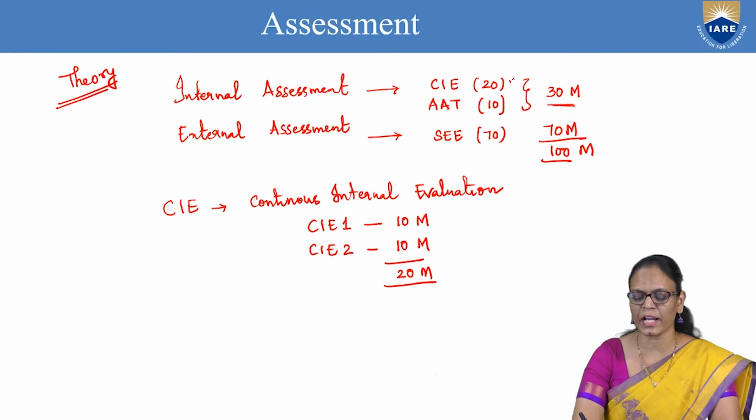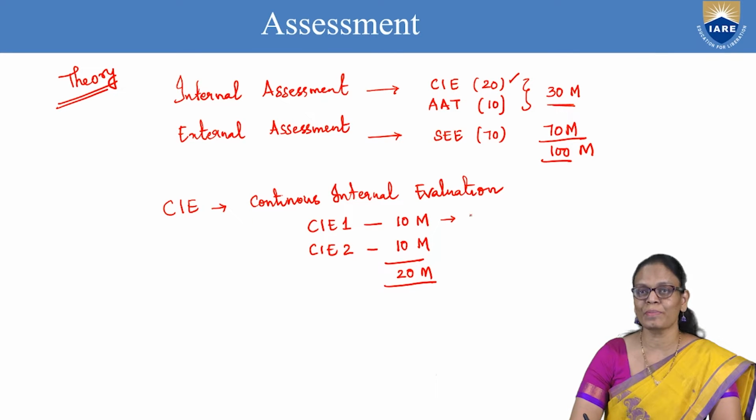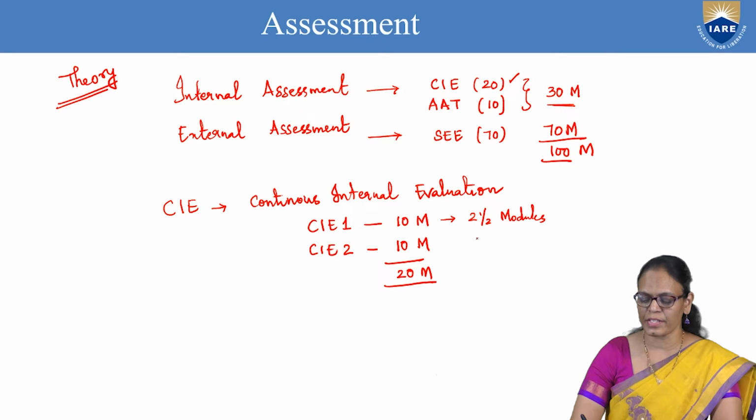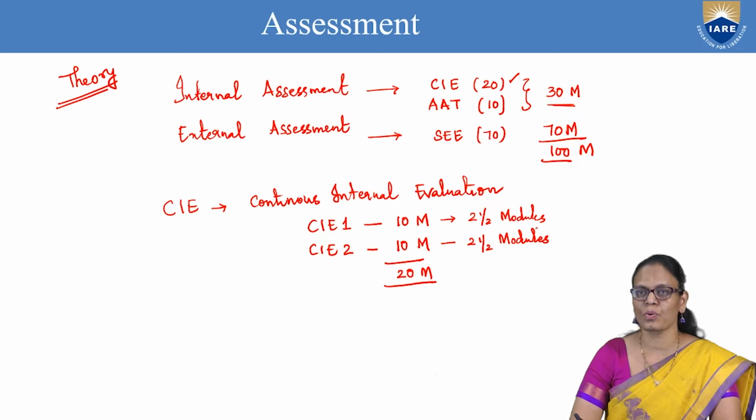CIE, I said, is for 20. So it comprises two evaluations, internal 1 and 2. In CIE 1, you will be evaluated for the first 2.5 modules, and CIE 2, the remaining 2.5 modules. So we have 5 modules in each course. 2.5 modules for CIE 1, 2.5 modules for CIE 2.